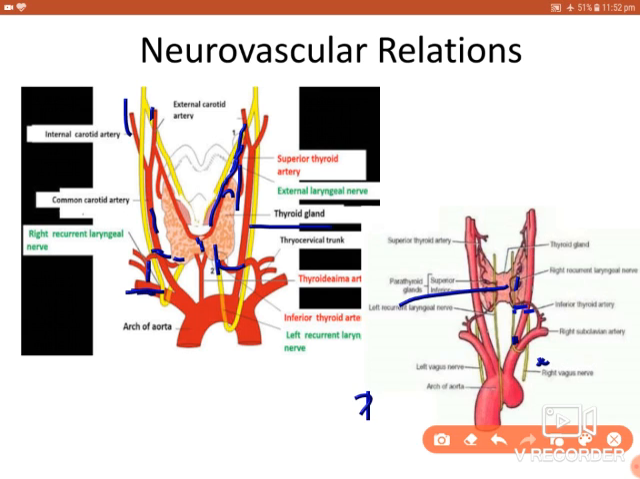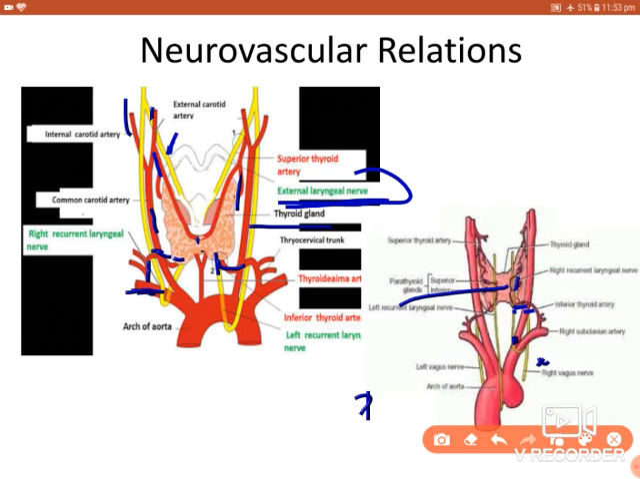So in the superior aspect, here is the nerve. This is the external laryngeal nerve. So you're seeing the superior laryngeal nerve of the vagus divides into external laryngeal and internal laryngeal. So this is the external laryngeal nerve. It is along with the superior thyroid artery. Okay.